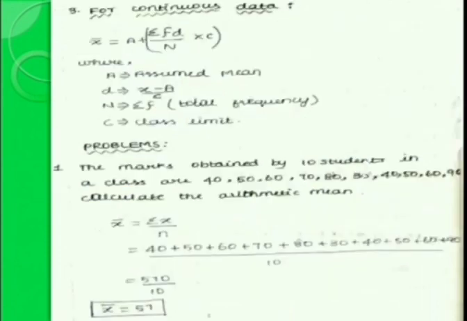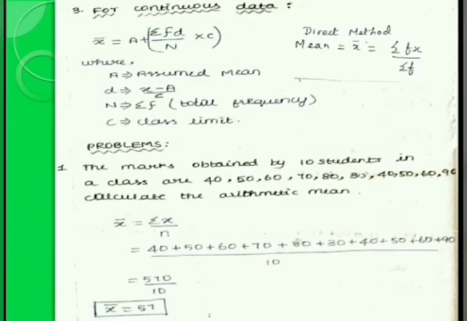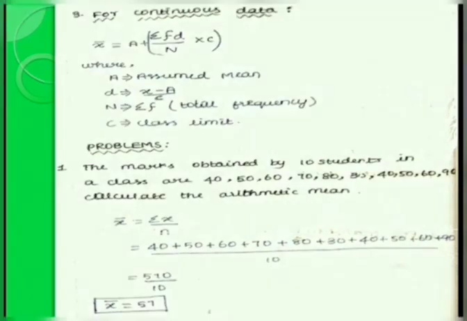For continuous data, x bar is equal to a plus summation fd divided by n into c, where a is the assumed mean, d is equal to x minus a by c, n is the total frequency or summation f, and c is the class limit. In continuous data, the above formula is the step deviation method formula. We have one more method, which is the direct method. In this method, we use the discrete data formula, which is x bar is equal to summation fx divided by summation f. Let us see one example.